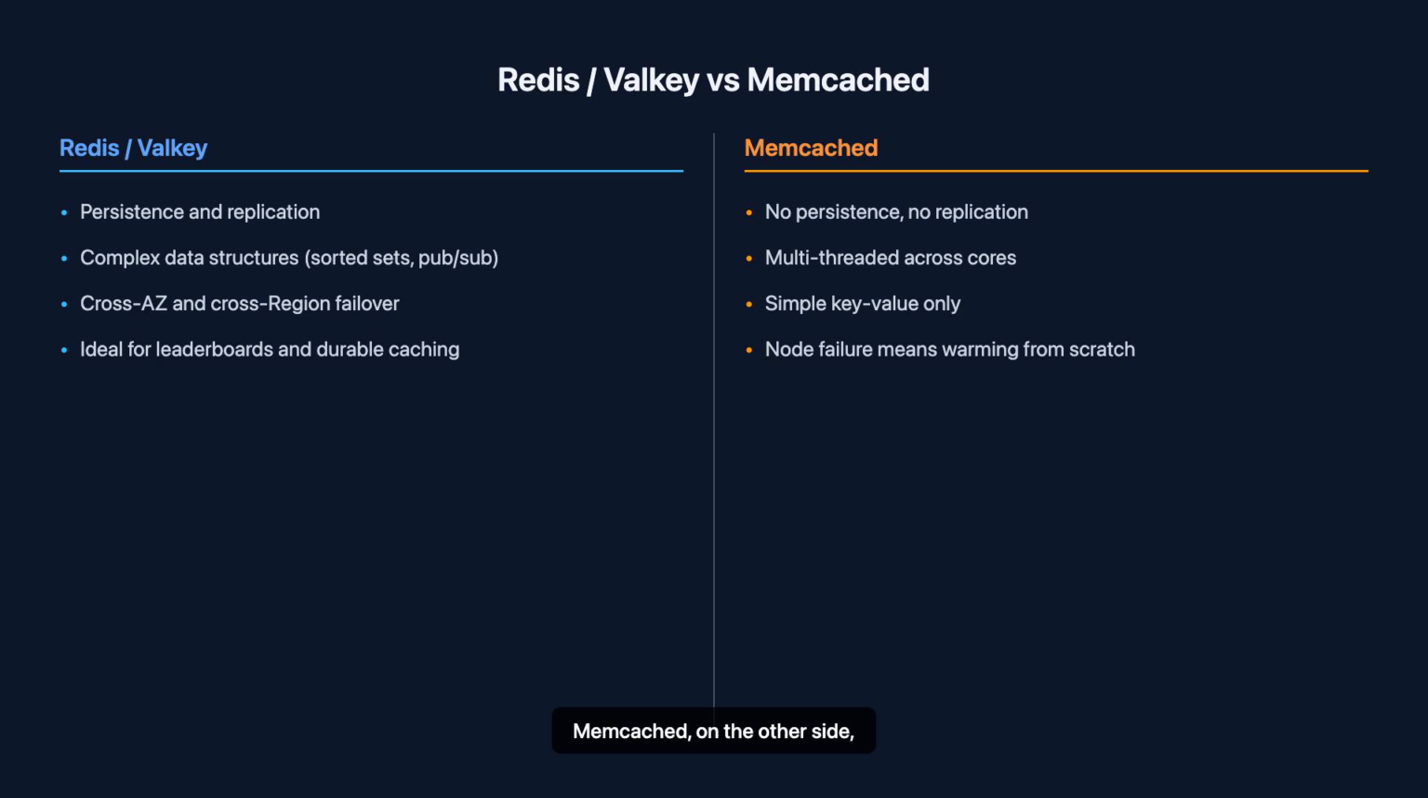Memcached, on the other side, is deliberately simple, with no persistence and no replication. It's multi-threaded, so it spreads across cores, and it offers plain key value only. If a memcached node fails, you warm the cache from scratch. So the rule is, persistence, replication, or complex data types means Redis. Simple, multi-threaded, throwaway caching means memcached.